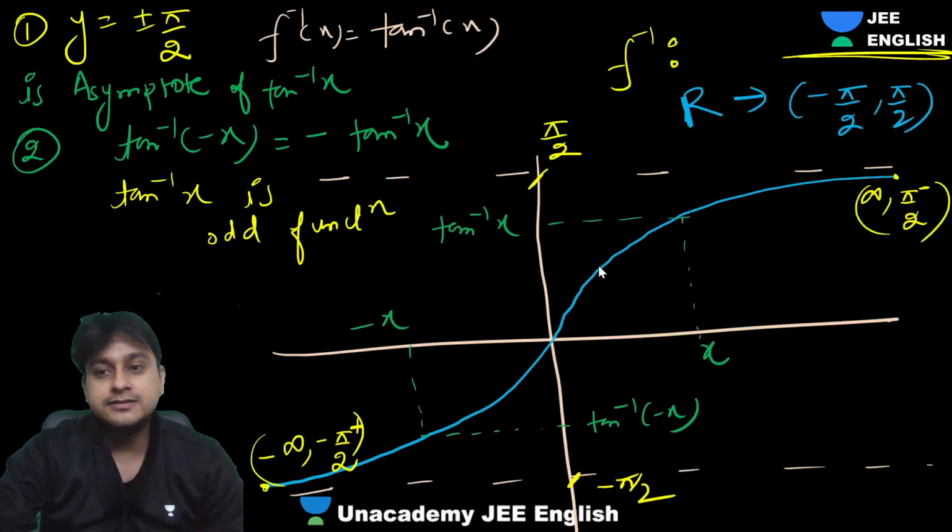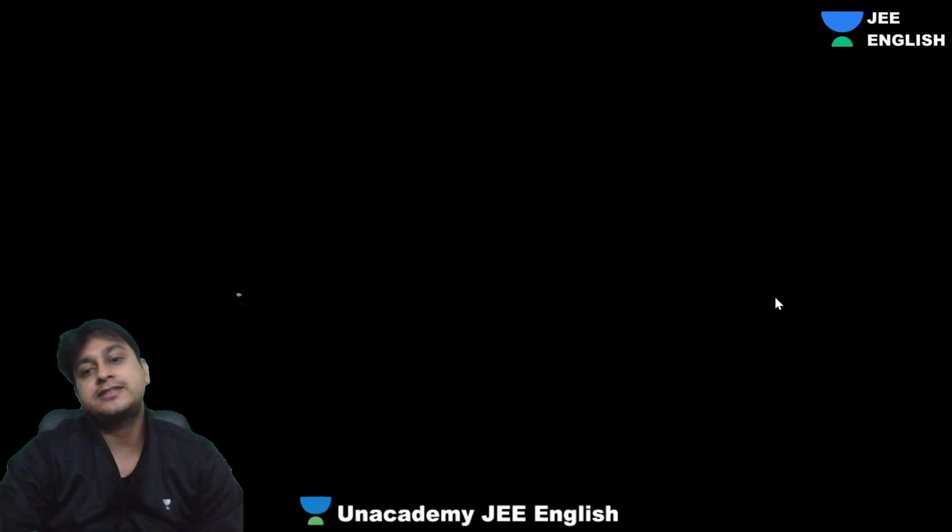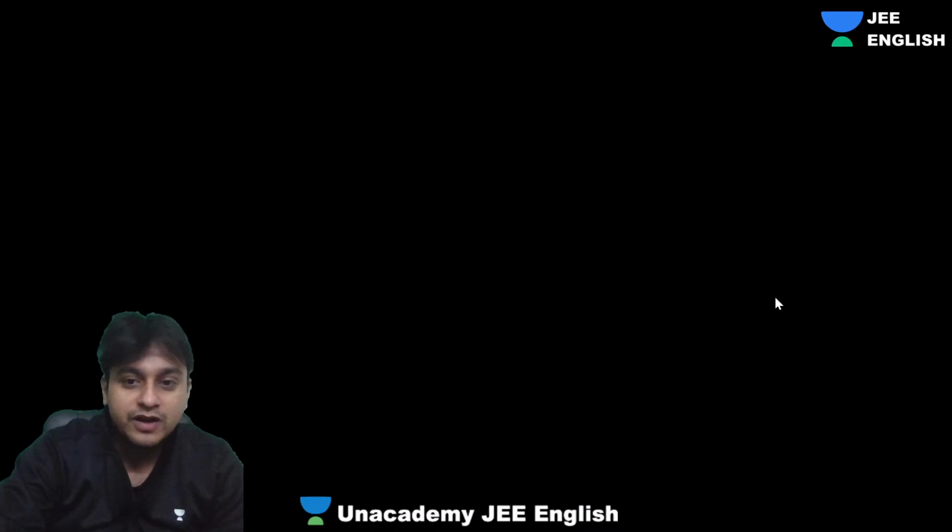So you can see here, no? This is going from minus pi by 2 to plus pi by 2, and this is the tan x graph. Okay, next, guys, let's move ahead quickly and get to cot. Let's catch the cot.